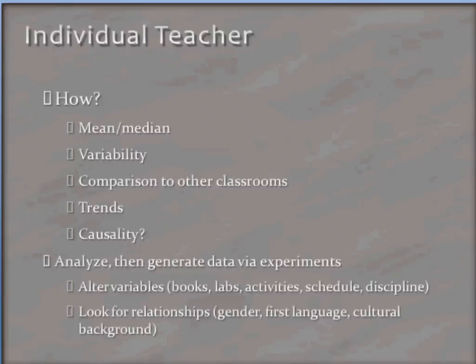For example, she could alter variables such as the books that are used within the classroom, the labs the students do, the activities in which they partake in class, the daily schedule of things like class, snack time, recess, etc., and even disciplinary methods to see if these make a difference to student learning. She could also look at relationships like gender, first language, and cultural background to determine whether these have an influence on student performance, and she could use these to make tailored lesson plans for her students.